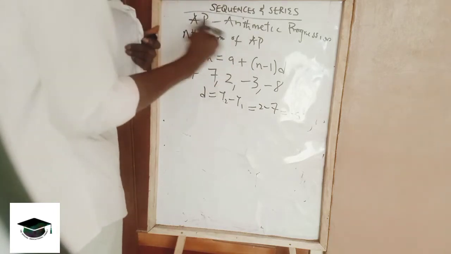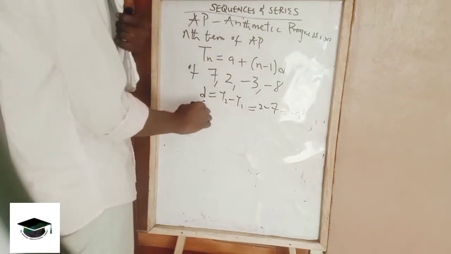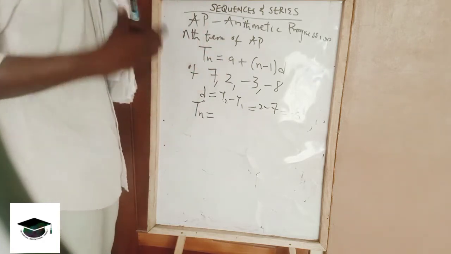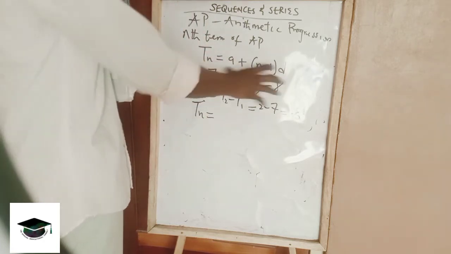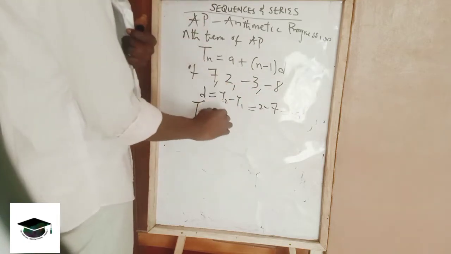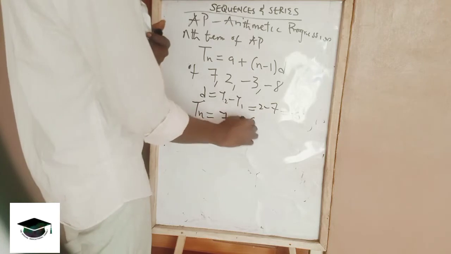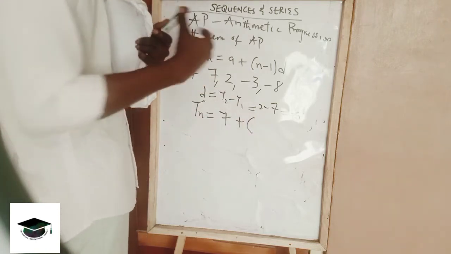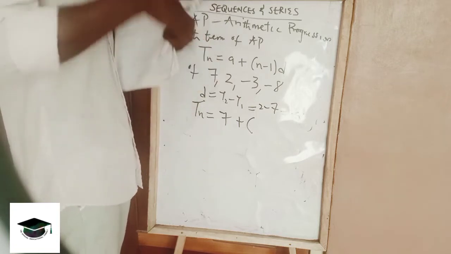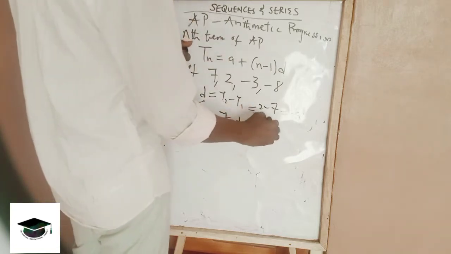So now let's find the nth term, which is Tn. You have been asked to find Tn, which is the nth term. So that means your A. What's your A? Your A is the first term. And what's the first term in this? It's 7. 7 is the first number. So that makes it 7 plus, open brackets, n minus 1. Since we don't know the number of the term, they just ask you to find nth, so it's still n. Do you get it now?